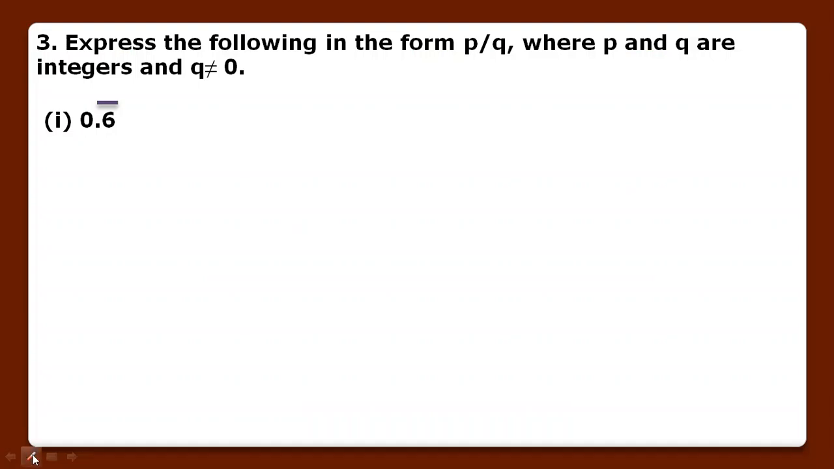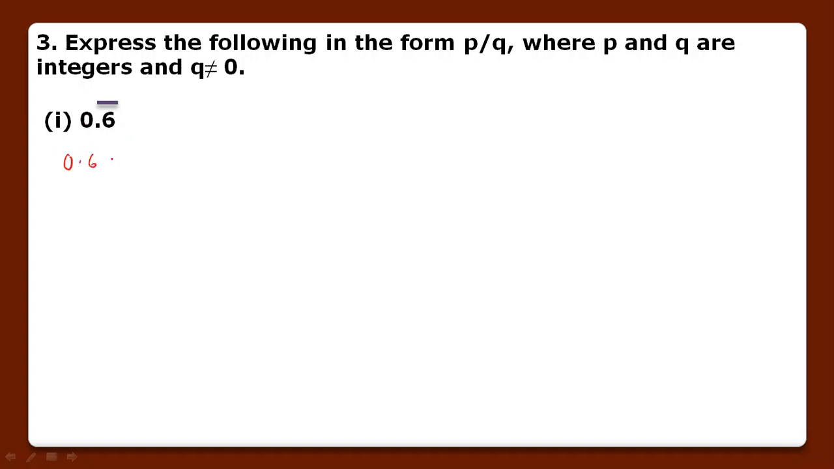Express the following in the form P upon Q. Means हमें इन्हें fraction के form में represent करना है, where P and Q are integers and Q not equals to 0. This question again has 3 parts. Let's start with the first one.